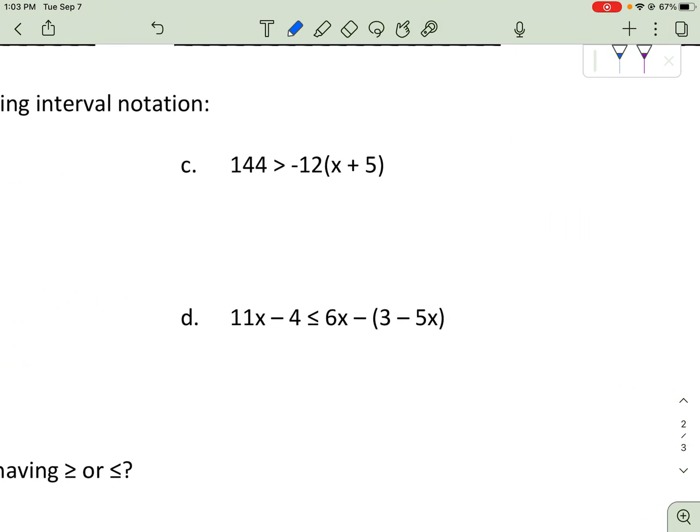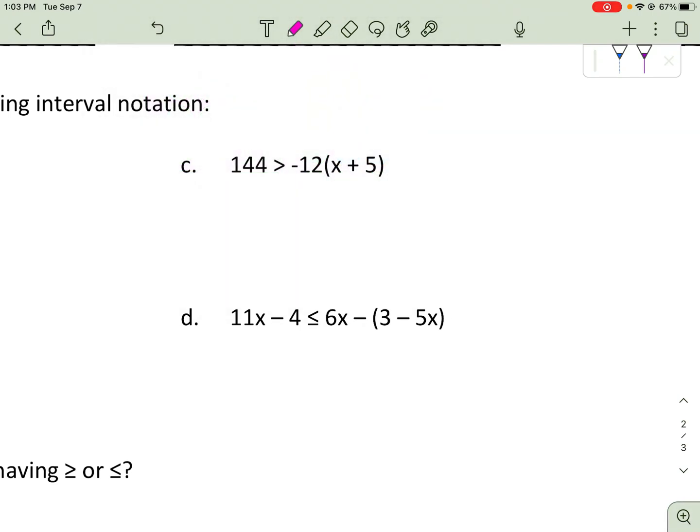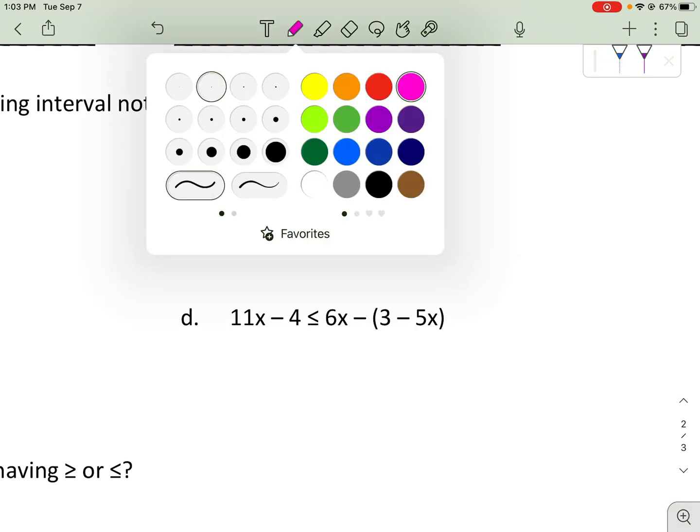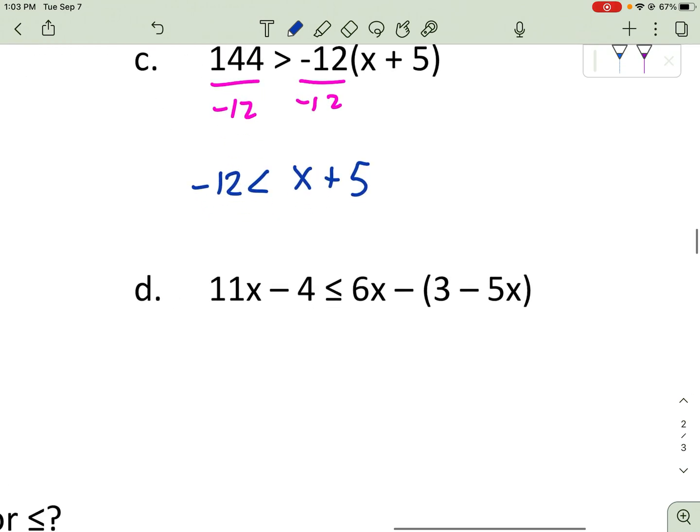On C, you can distribute first if you want, which is probably how most of you did it, so I'm actually going to show a different way. You could divide by -12 first. Now since I divided by a negative, I'm going to switch this thing. So I get -12 on this side when I divide, but then it has to become less than, and on the other side, all we have is x plus 5, because the -12 canceled out.